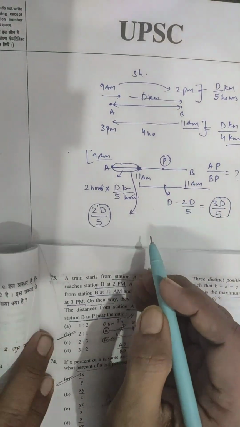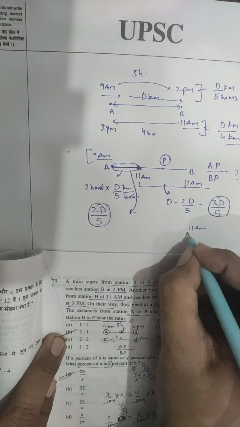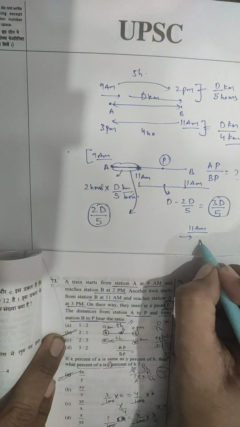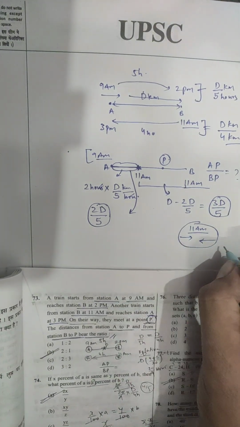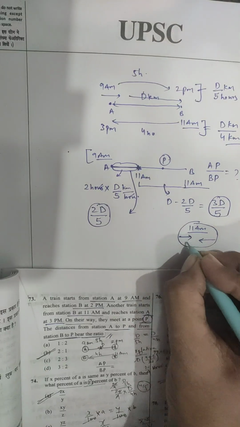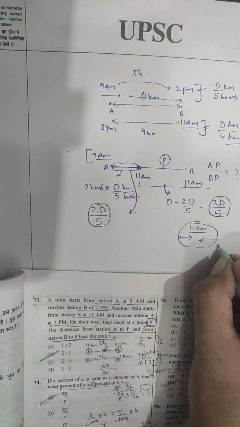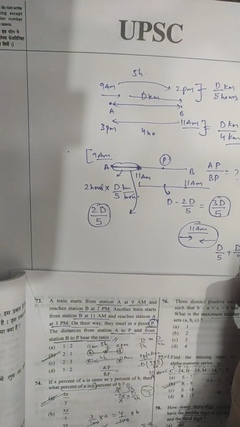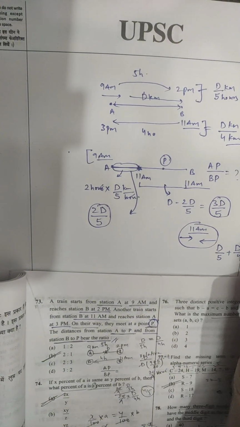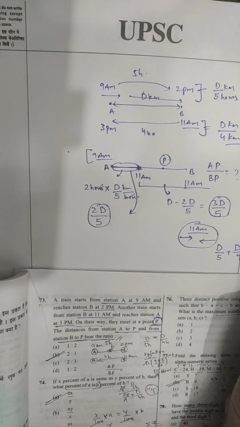Okay, so at 11 a.m. both trains start approaching each other. This is the concept of relative velocity. Both are approaching towards each other, so we will add both: d by 5 plus d by 4, that will be 9d by 20. This will be their relative velocity.